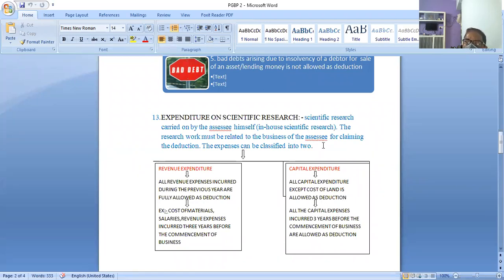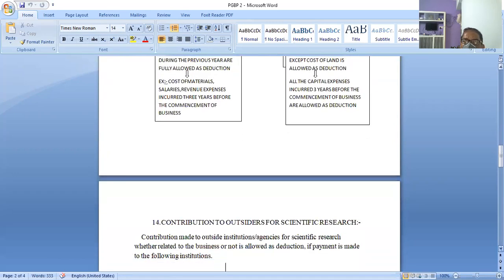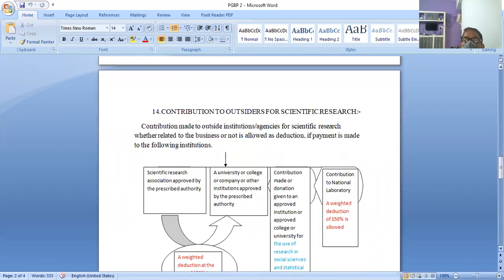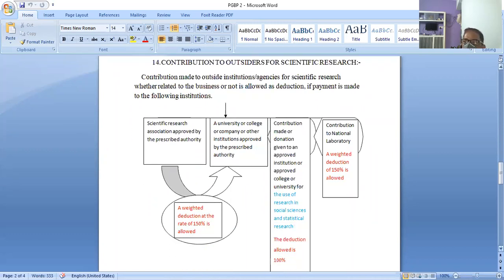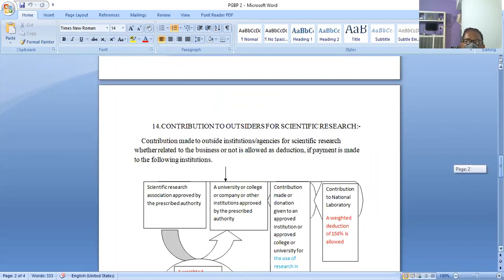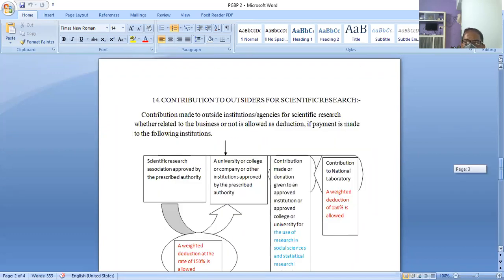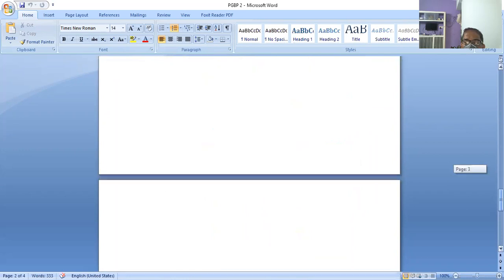Okay, that R&D department is for the business purpose only, not for outsiders. Now, next, suppose it is incurred towards contributions to outsiders not related to the business, what happens? There are conditions made for that. Okay, now I'll stop. Tomorrow we'll discuss this. So many things are there.